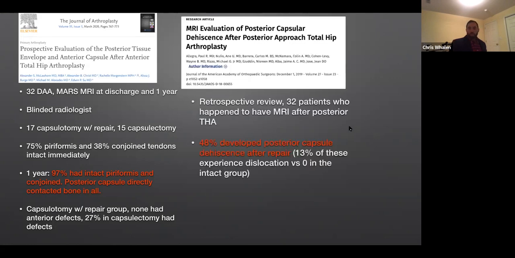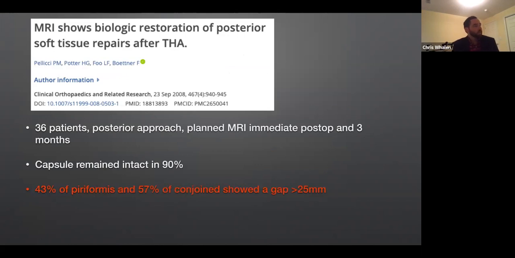This was not as great a study. These were opportunistic MRIs, so the patients had some pathology to warrant an MRI, but of those, 48%, and this was a posterior hip group, had some form of posterior capsule dehiscence and a higher rate of dislocation in that group. Planned MRI study in posterior hips, capsule was intact in 90%, which is high, but that's still 10% who don't even have capsule intact. And then about half of the piriformis and conjoint tendons had a persistent gap of 2.5 centimeters. So it's kind of questionable if that's going to heal down.